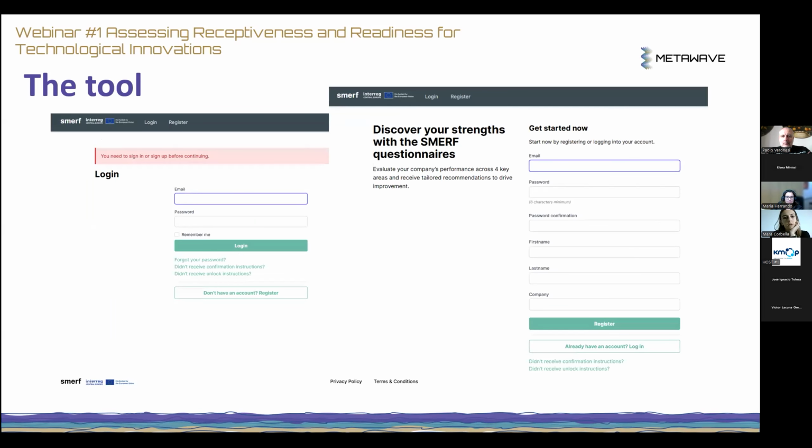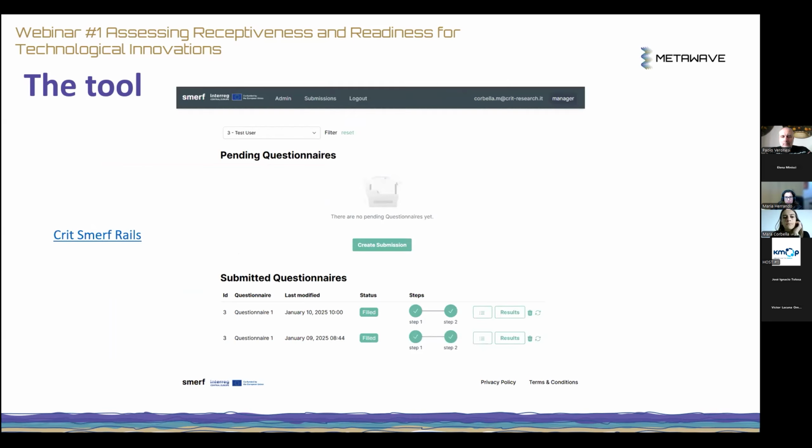Okay, these are screenshots of the tool. I should have sent something in the chat. It's the link for the registration page of this tool. We have just concluded the development of this tool, so we are in the testing phase. That's why I'm asking if you are willing to at least try the first step or take a look at the performance of your company. You can register to the tool and take the questionnaire.